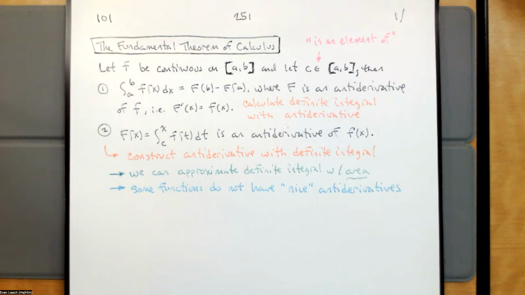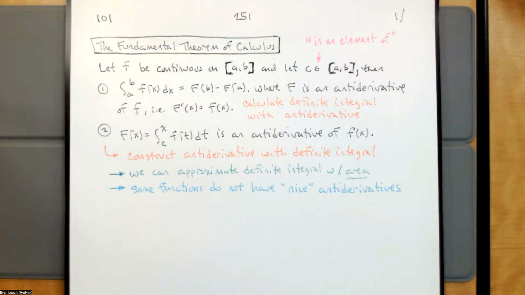The second part of the fundamental theorem just goes the other direction. It says that for a function defined this way, if we say capital F of x is the definite integral from c to x of f of t dt, this will be an antiderivative of little f of x. What we're doing here is constructing an antiderivative with the definite integral.